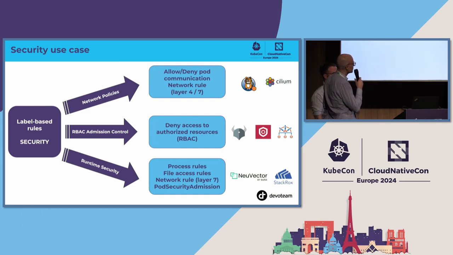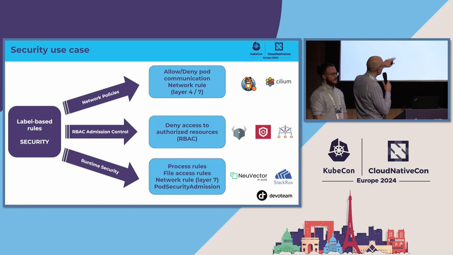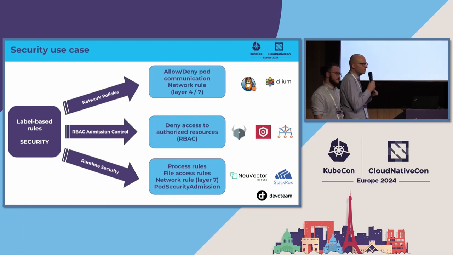The RBAC admin access control is the one I presented before, and it's also used for runtime security for process rules, file access rules, and network rules in tools like NeuVector, StackRox, and probably Tetragon, and so on. The point is pod security admission uses labels, and if someone can set a label on a namespace, he can elevate privilege.